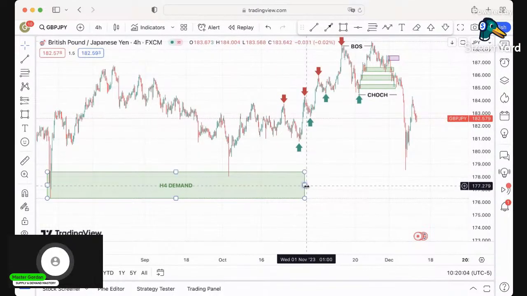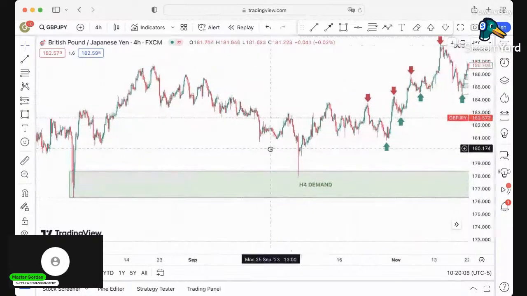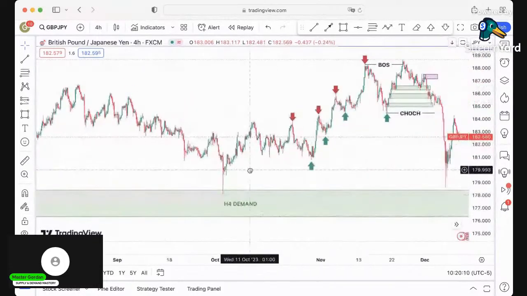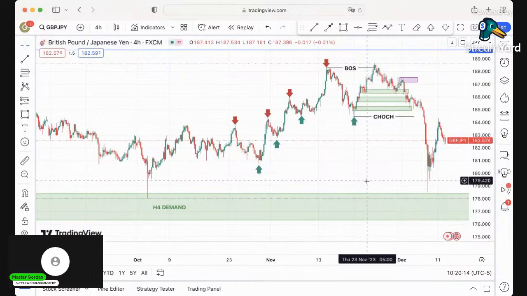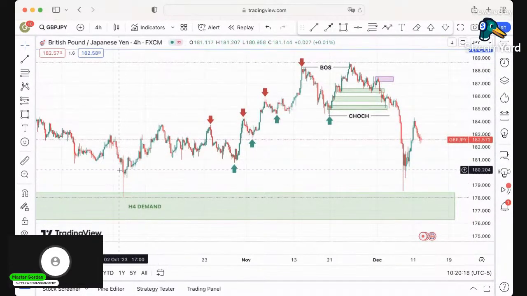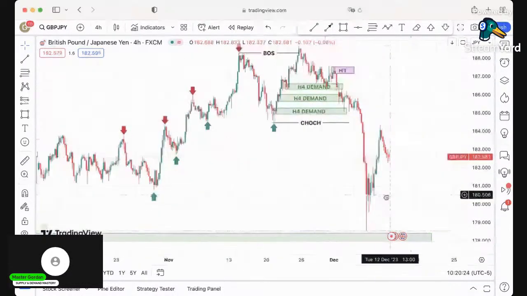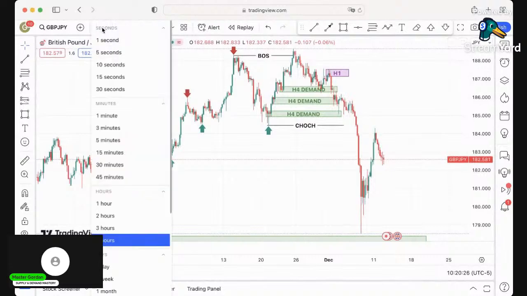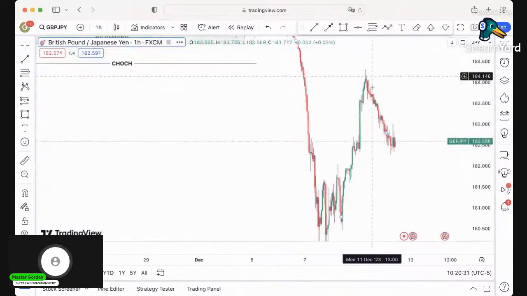Why? This H4 demand zone is still invalid. Not yet even touched. With this one, this is the H4 last strong demand right here. This is a new latest. Japanese yen very strong last week, huh?